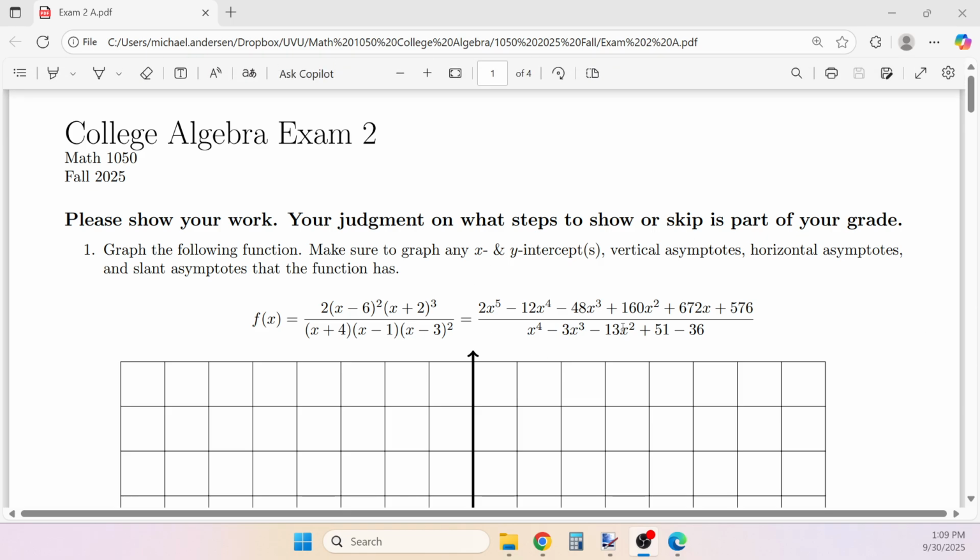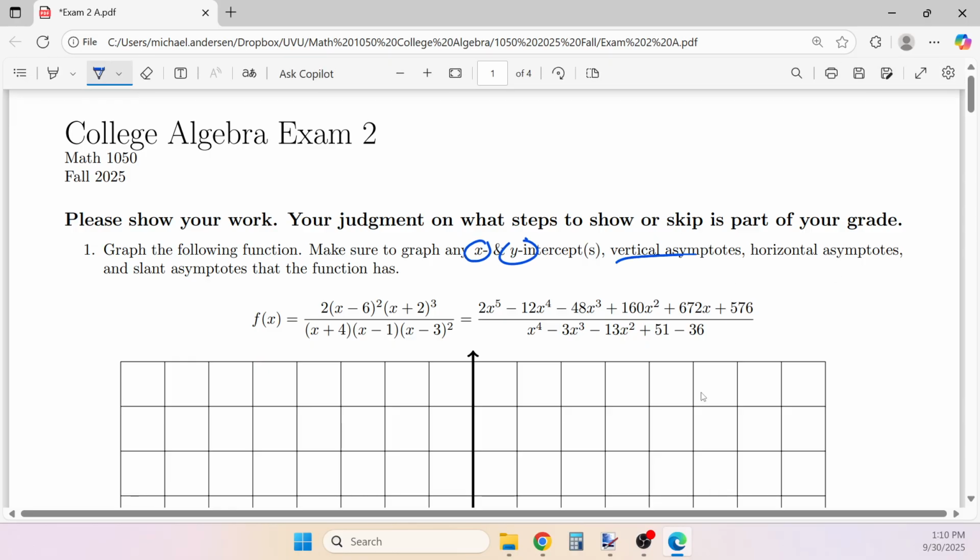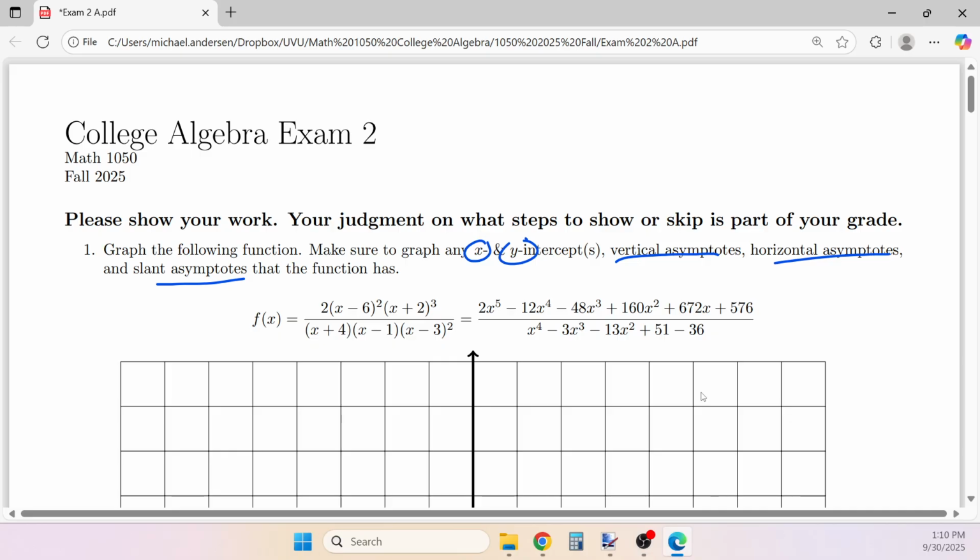Anyway, this is the test that we did. Looking here, we have to figure out x and y intercepts, vertical asymptotes, horizontal asymptotes, and slant asymptotes of this function. The y-intercept is found by plugging 0 in for x. If I do that, f of 0 equals... this is 0, this is 0.